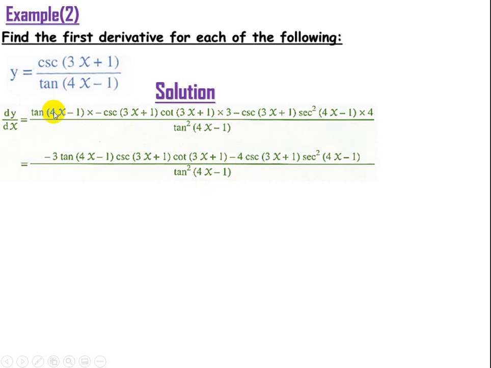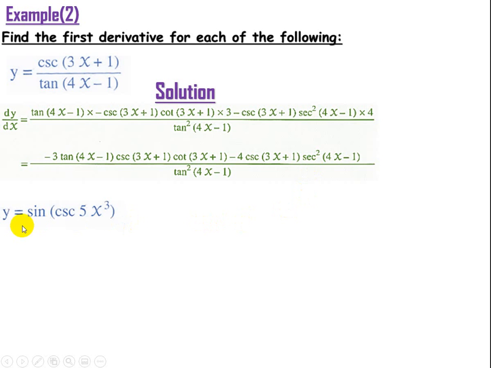After simplifying, the first term will be negative 3 tan (4x minus 1) cosec (3x plus 1) cotan (3x plus 1) minus 4 cosec (3x plus 1) sec squared (4x minus 1).